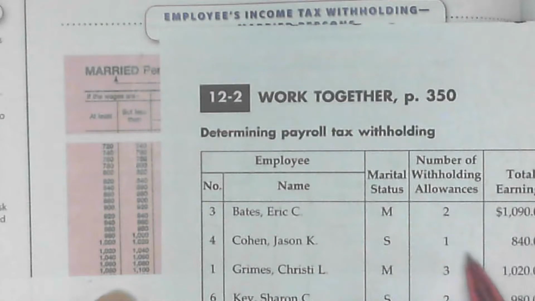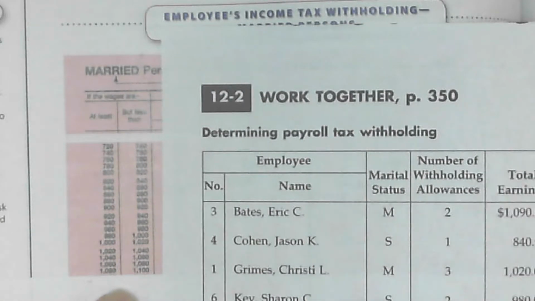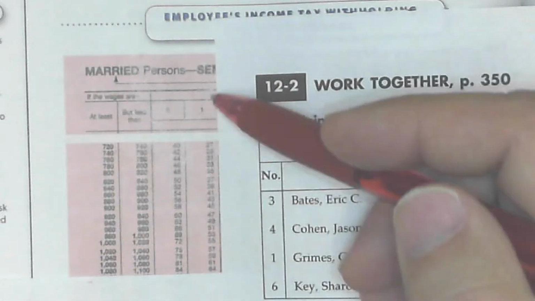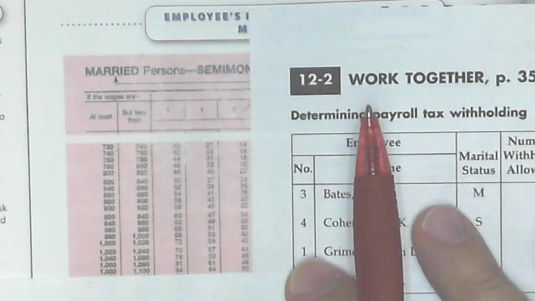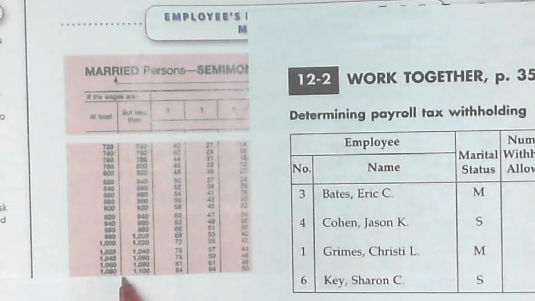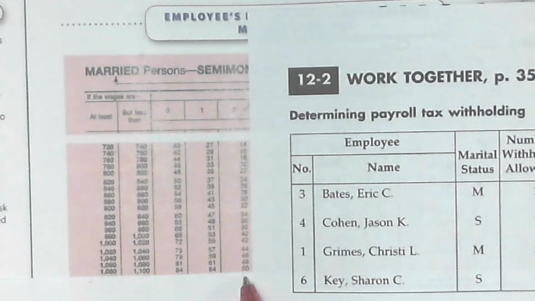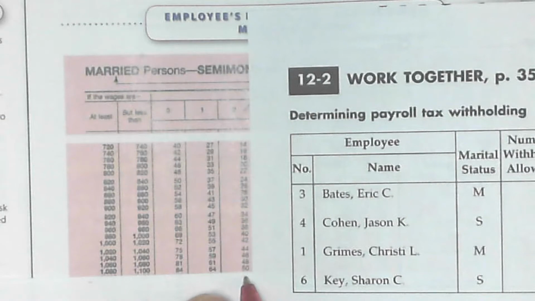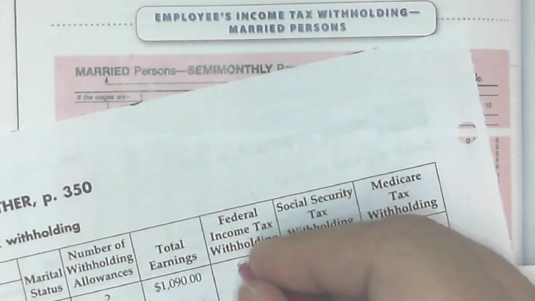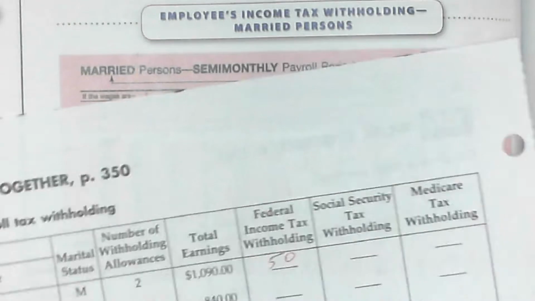Remember then he's got 2 allowances. So now we look in our other column. So 1,090 falls in between there, our 2 allowances. So $50 comes out for federal income tax withholding. So we'll write 50 right there.